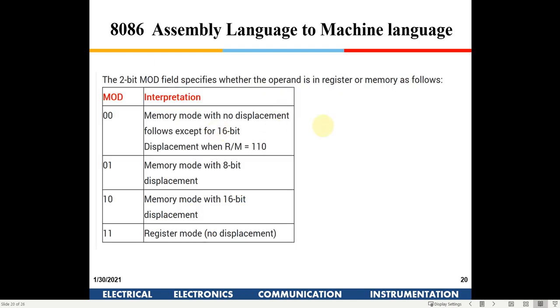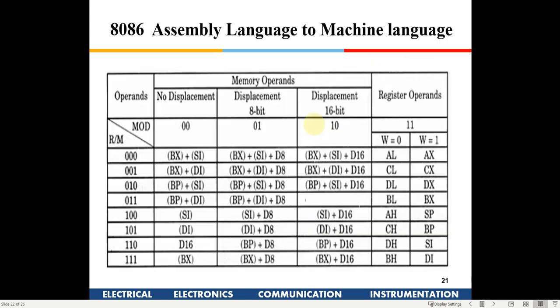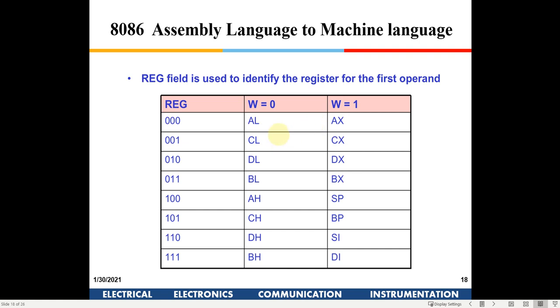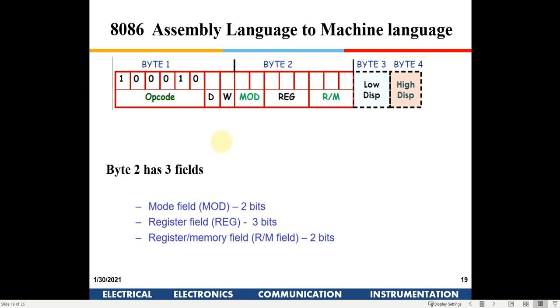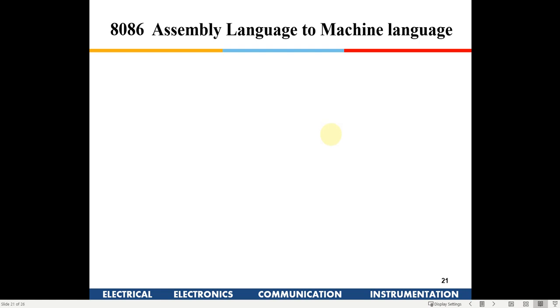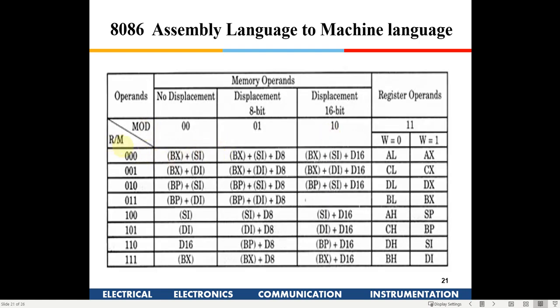Now I will have to refer to the register table. Where is that register table? AX is 000, so I will have to write 000 corresponding to AX for W equal to 1. Then if I have to write BX plus SI, you will have to write R/M as 000, because it is BX plus SI. This is how, for various move instructions, this table will be referred to and we will formulate the machine language.